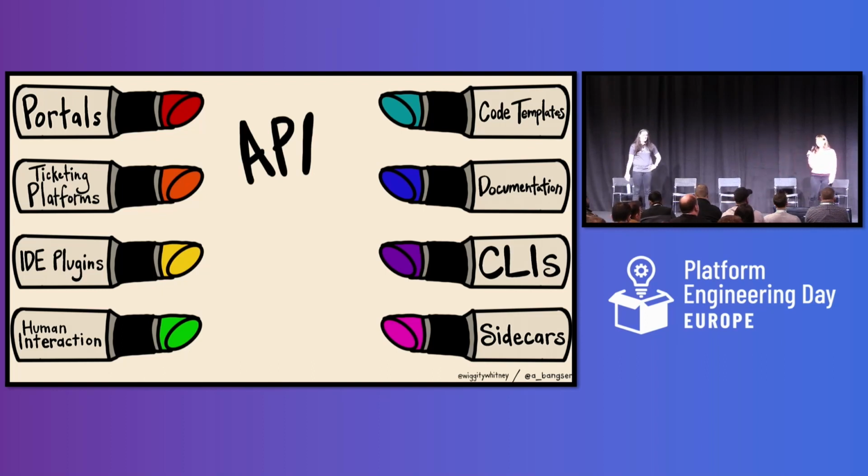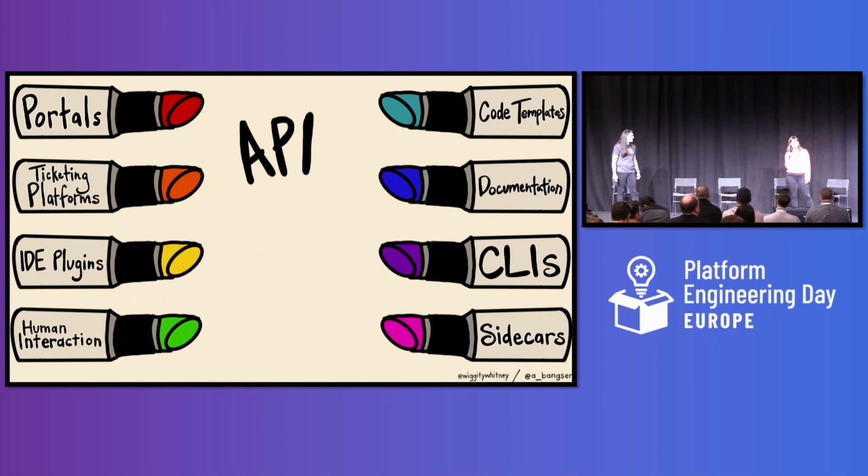APIs are a very important interface. They're building blocks that can underpin all of these other interfaces. Exactly. With an API that can hold your logic for both a portal and even a ticketing platform and a CLI and everything else, they kind of underpin things. But you don't always want to use an API directly, do you? APIs are not the prettiest interface.